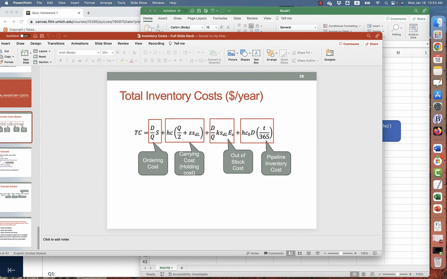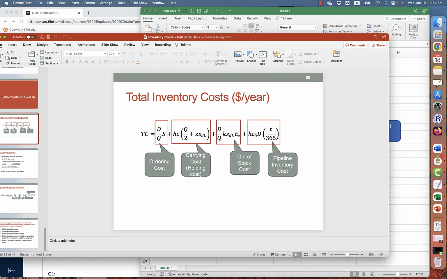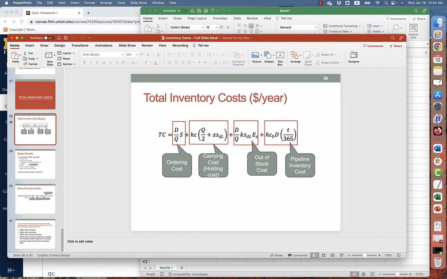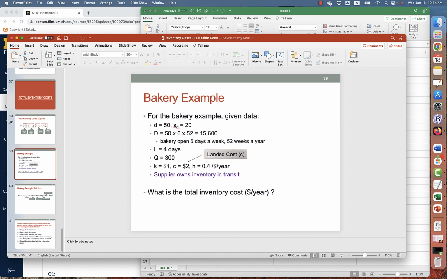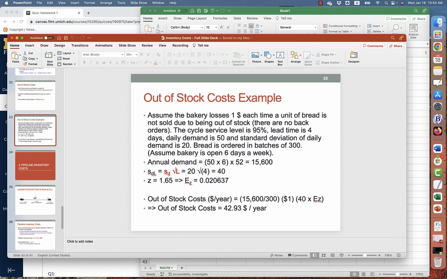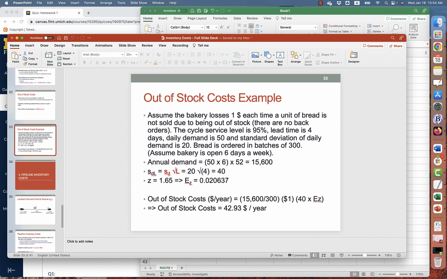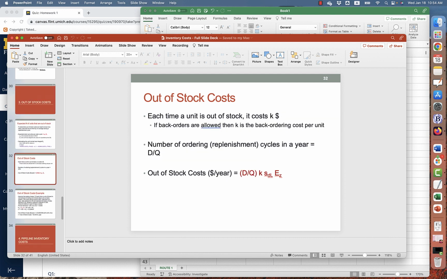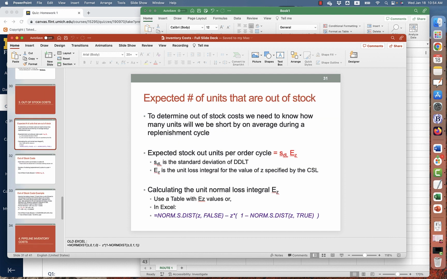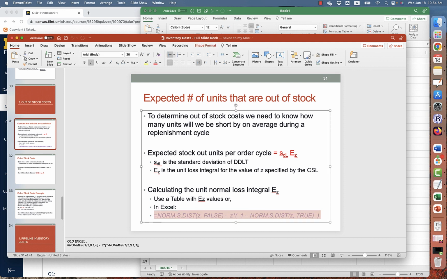So again, we need SDL, and then we need EZ. So that is another number that we can use Excel to find out. This is the formula for EZ. It's like a long formula, but we can use it. We can put it in Excel to compute EZ.